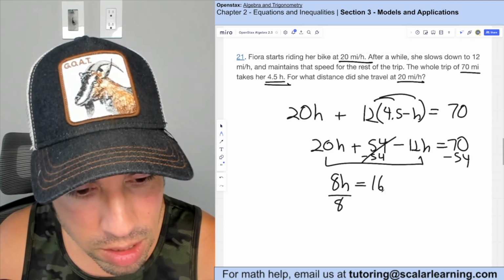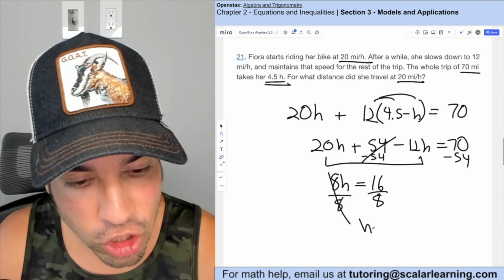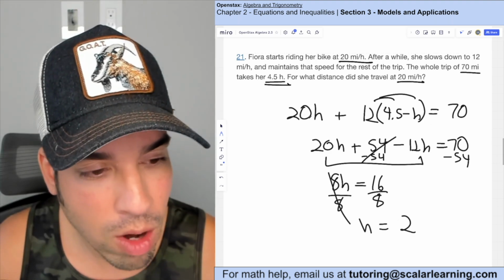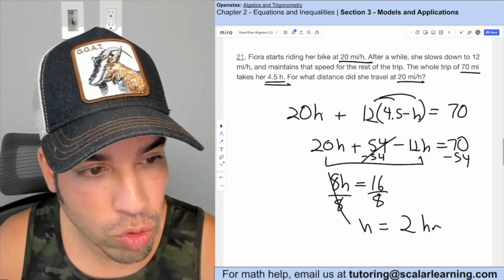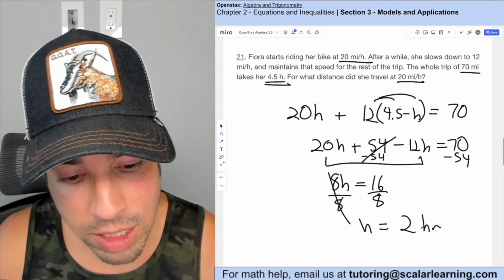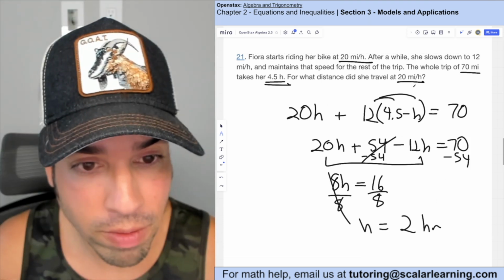We're going to divide both sides by 8. Boom, boom. H equals 2. So she went 2 hours at the 20 miles per hour. So I have to look back, hey, are we solving for how long we went here or how long we went here? So 2 hours is how long she traveled at 20 miles per hour.